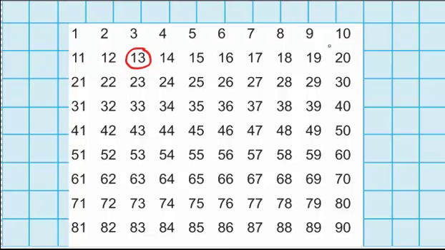When I add a tidy number, a number like 10, 20, 30, 40, all I have to do is head down my hundreds board. So if I was at 18 and I wanted to add 20, I'd go down 10 and another 10, which takes me to 38. Let's have a look at why when I add a tidy number, I'm heading straight down my board.